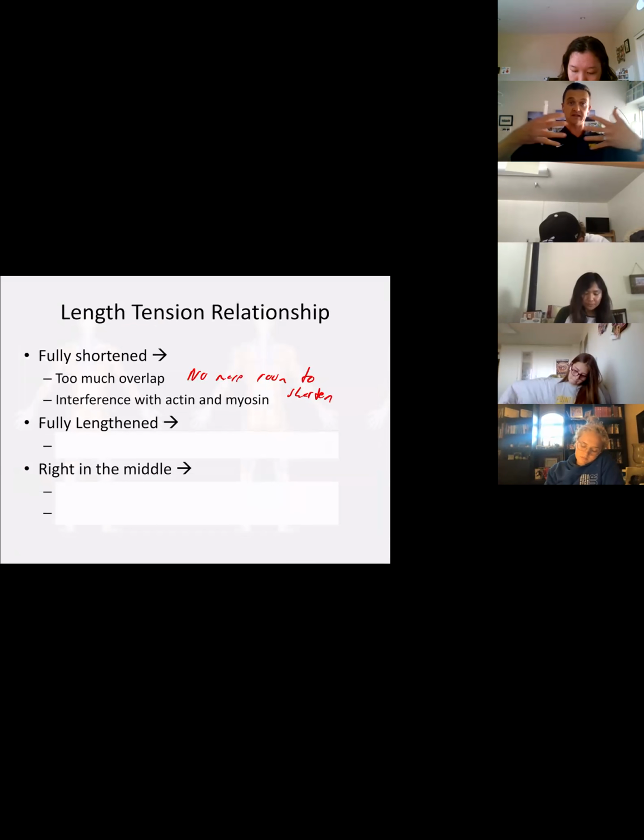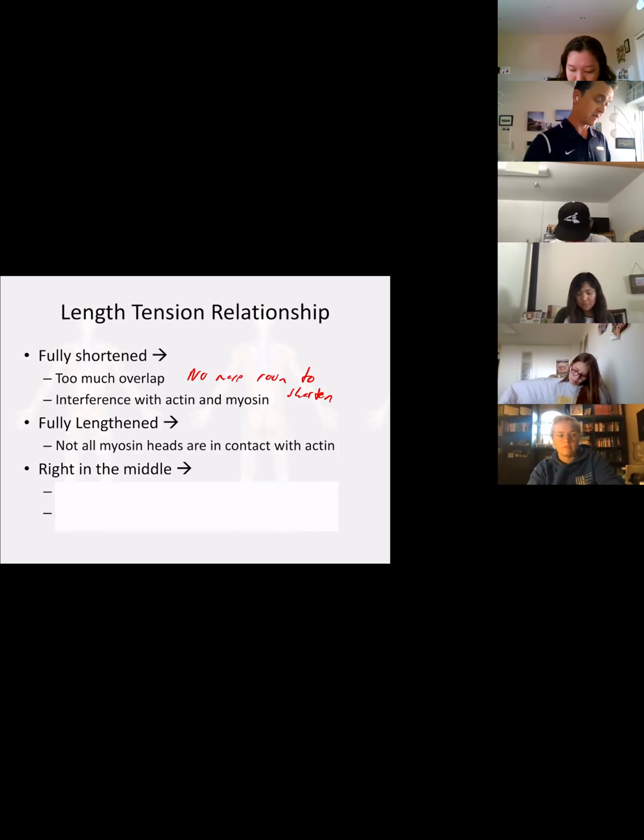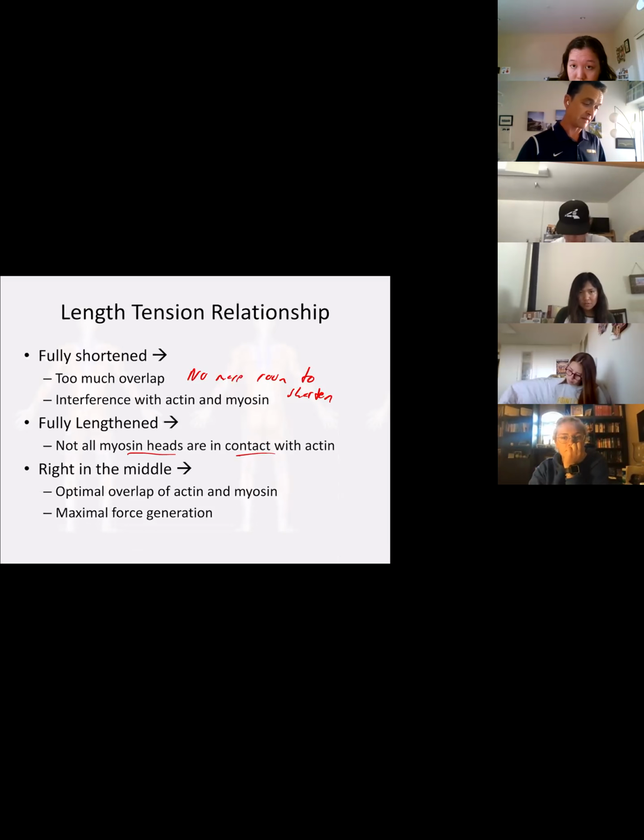Right? If we're fully lengthened, which would have been the other one, when the woman's arm is all the way down like this, her elbow is fully extended, what happens there is not all the myosin heads are actually in contact with actin, right? We got some myosin heads that are just not doing anything. They're just missing the actin. But then when we're right in the middle, as I've said, we've got the optimal overlap of actin and myosin. And then we also still have some room to shorten. And so this is how we get the maximal force generation.